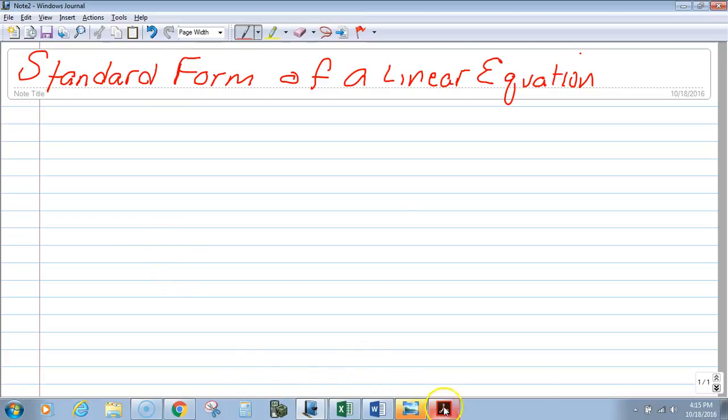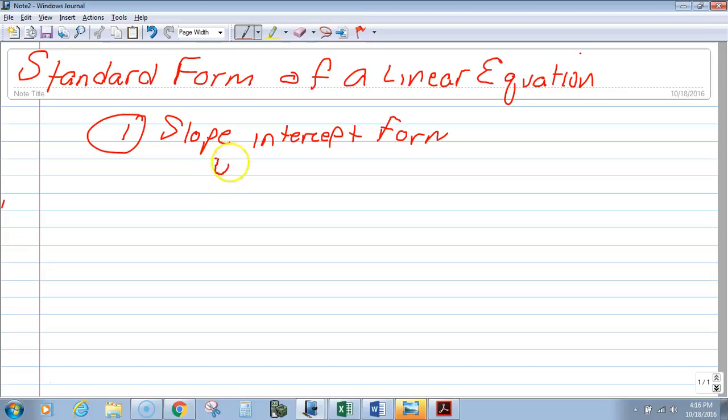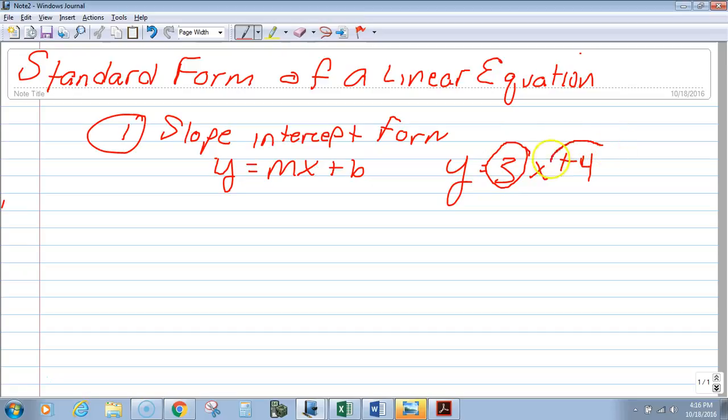The two types of equations that we have so far are, the very first one we ever learn is slope-intercept form. Okay, and we all know what this looks like. It looks like y equals mx plus b. So if I had an equation over here, for example, y equals 3x plus 4, this is called the slope-intercept form because I can see my slope. My slope is 3, and I can see my y-intercept. My y-intercept is 4. I can see both things. That's why it's called that.